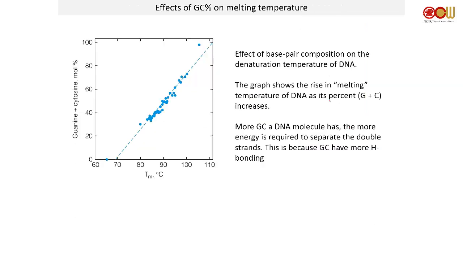Now, TM increases with the amount of C's and G's you have in your sequence, obviously, because the more GCs a DNA molecule has, the more energy is required to separate the double strands. And that is because GCs have more hydrogen bonds, right? Remember, we always draw G with 3 hydrogen bonds to C, while A has only 2 hydrogen bonds to T. So if your DNA has a high amount of G's and C's, then the TM is going to be pretty high. If you look at guanine plus cytosine, we usually call this GC content.